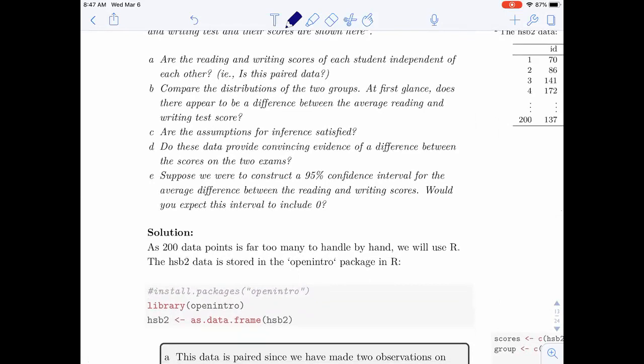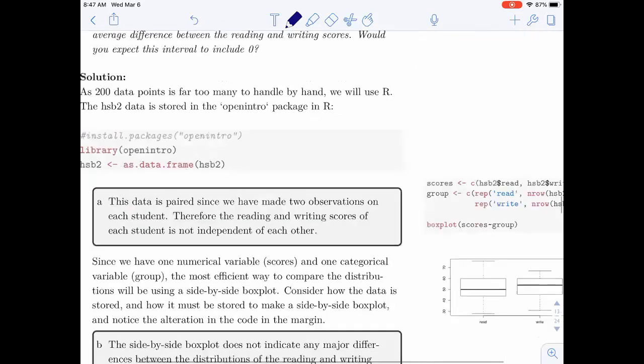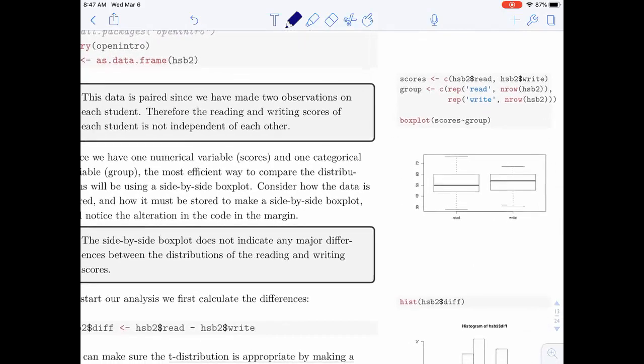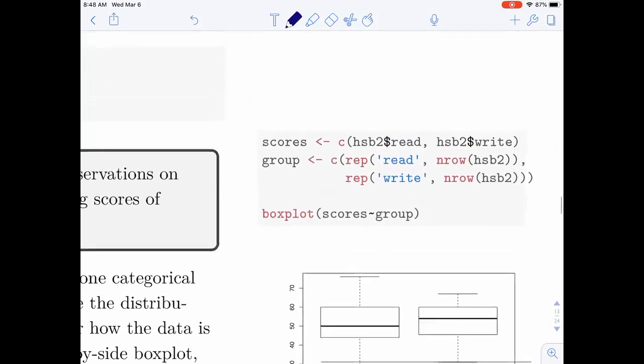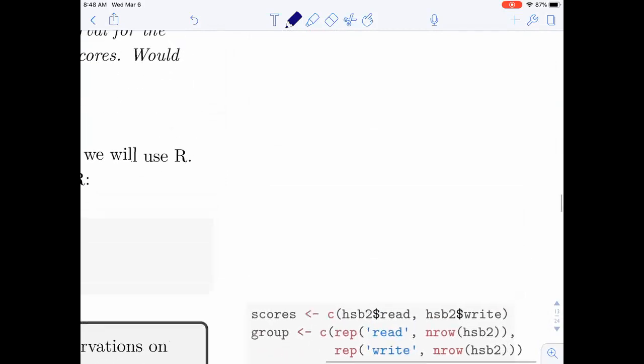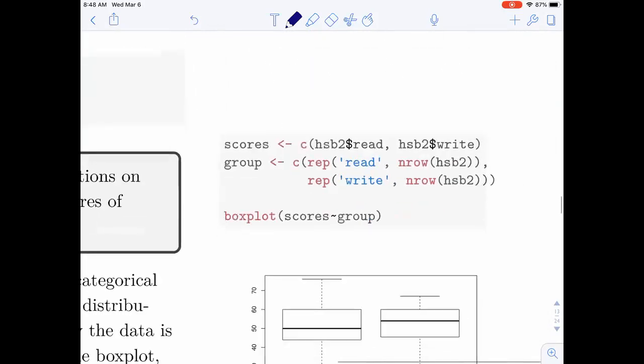Part B is not something that I'm expecting you to do, but I just wanted to show it to you so you can see what it looks like. Compare the distributions of the 2 groups. At first glance, does there appear to be a difference between the average reading and writing test scores? To make a side-by-side box plot, we actually have to have all the numerical data in one column and the categorical variable in another column. So I had to restructure the data a little bit, and I figured I'd show you how it's done because why not?